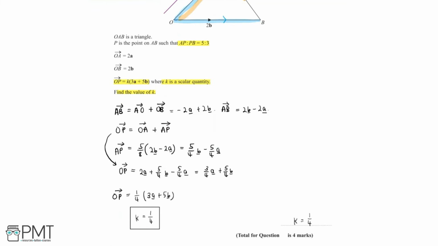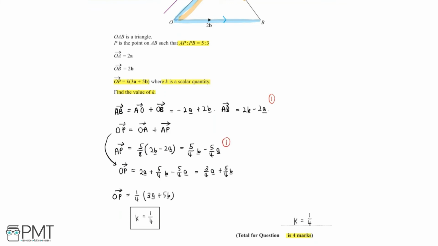Now this question is worth 4 marks, so let's take a look at where these marks are allocated. We get the first mark for finding the value of vector AB, which we said was equal to 2B minus 2A. We get the second mark for finding the value of vector AP, which we said was equal to 5 over 4B minus 5 over 4A.